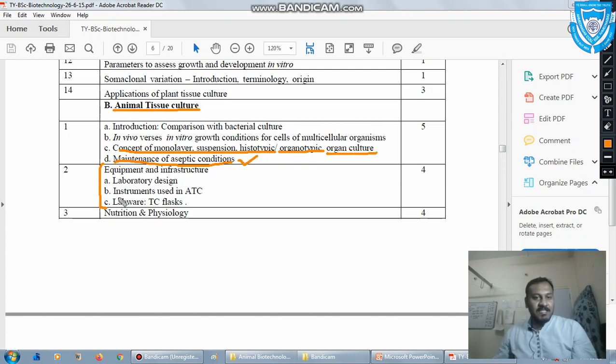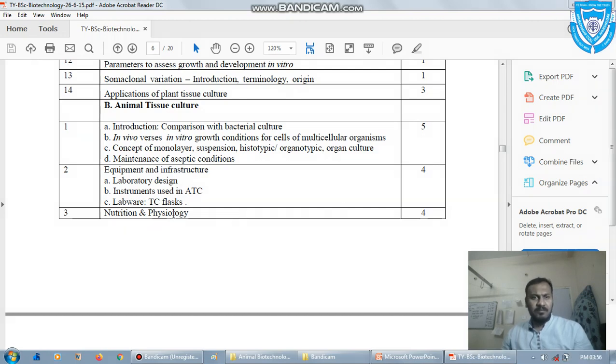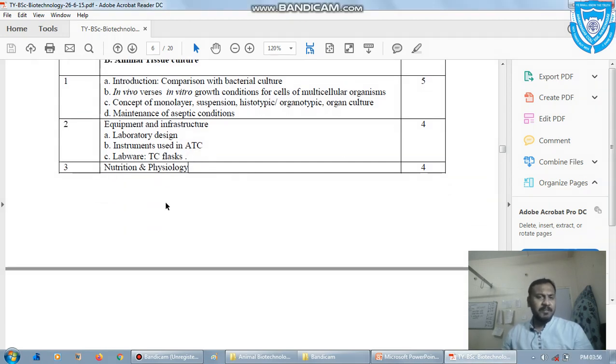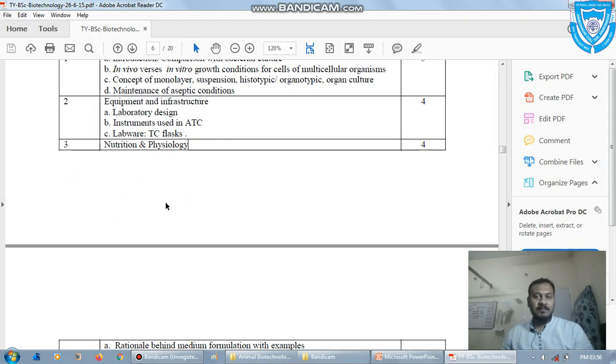The next thing is the instruments used in ATC. Again, we'll see in detail in our upcoming lectures. Then labware, like what kind of plastic ware or what different things we are going to use in the laboratory or in the animal cell culture.